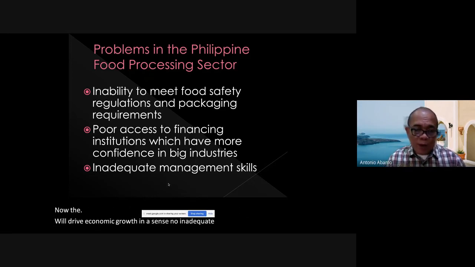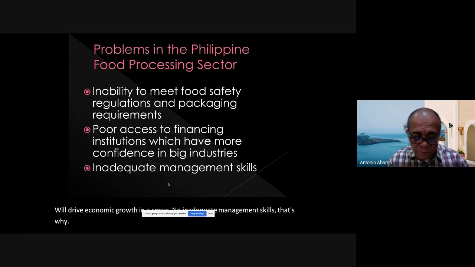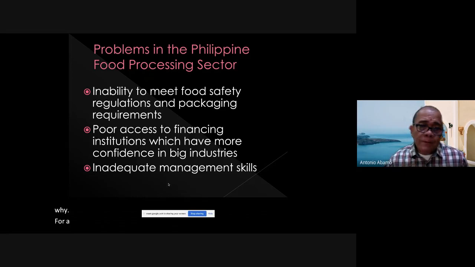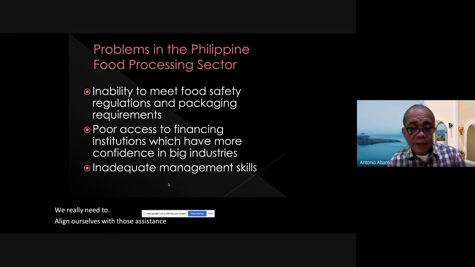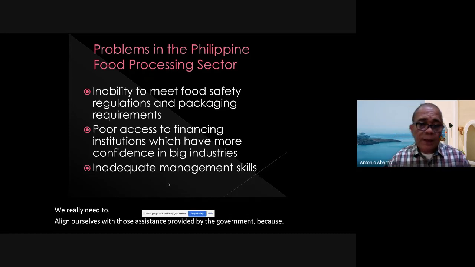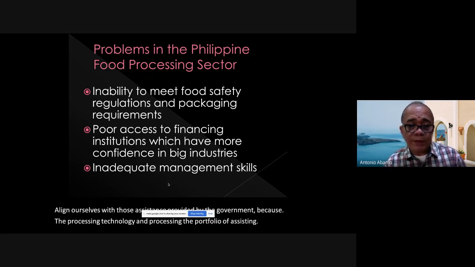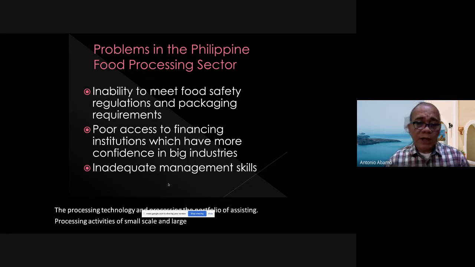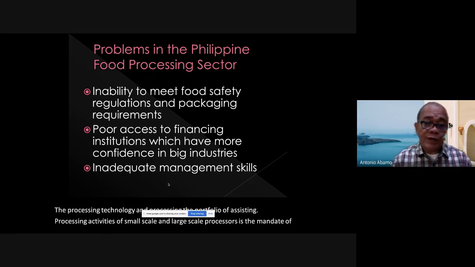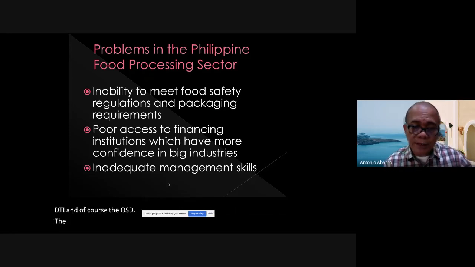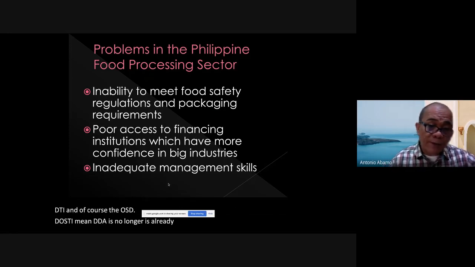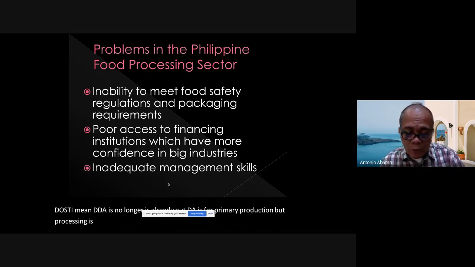Inadequate management skills. That's why, for very responsive small-scale processors, we really need to align ourselves with the assistance provided by the government, because the processing technology and the portfolio of assisting processing activities of small-scale and large-scale processors is a mandate of DTI and of course DOST. DA is already out. DA is for primary production, but processing is for DTI and of course DOST.